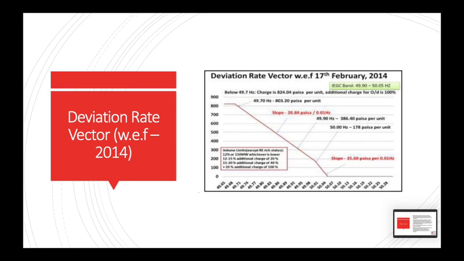Now, let me explain this graph first. If the frequency of the grid is less than 49.7 Hz or is at 49.7 Hz, here I am talking about the average frequency during the time block. I am not talking about the instantaneous frequency. If during a time block of 15 minutes, the average frequency of that period is at 49.7 Hz or less than that, that is 49.69, 49.68 or 49.67, then any deviation, whether by the buyer or by the seller, would be charged at a rate of 8 rupees 24 paisa.